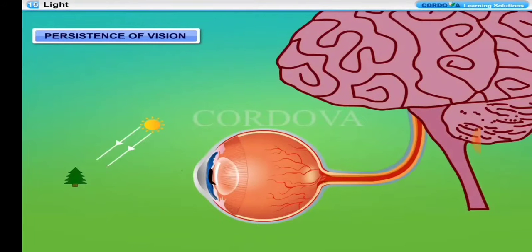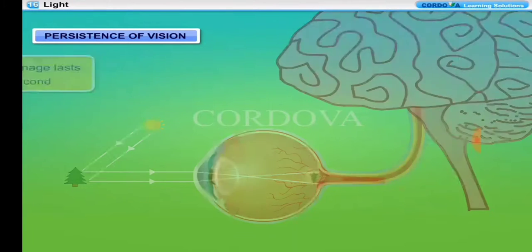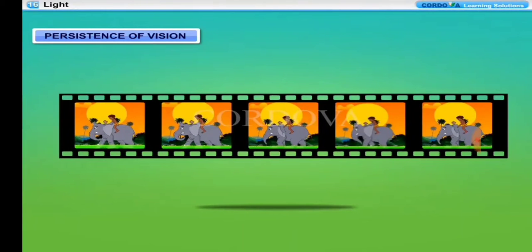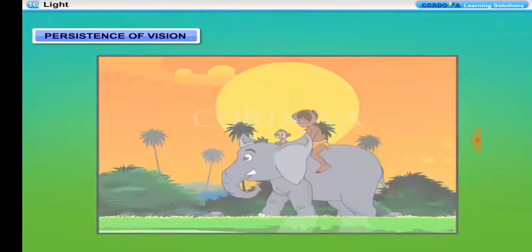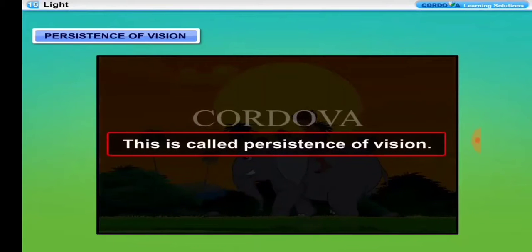Persistence of vision. When the light coming from an object falls on the retina of the eye, the impression of an image does not vanish immediately from the retina. The impression of the image lasts for 1/16th of a second. So, if still stationary images of a moving object are flashed on the eye at a rate faster than 16 per second, then the eye perceives this object as moving. This is called persistence of vision.